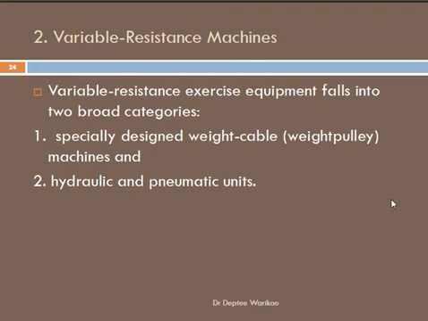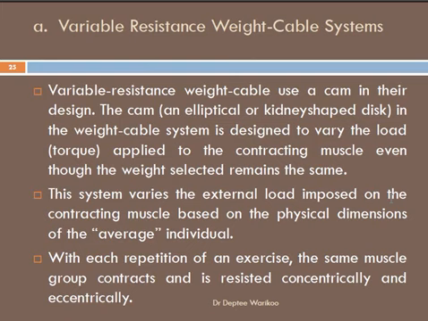Second, what we could use are the variable resistance machines. Variable resistance machines are where we could have different types of weights or different categories of weighing systems. In this, we could use a specially designed weight cable, which is a weight pulley system, and hydraulic and pneumatic units. Variable resistance weight cable systems or the multiple pulley systems which we can use, and we have also these in our labs.